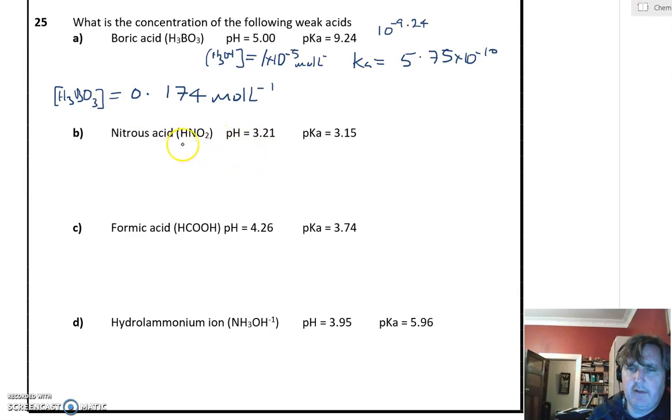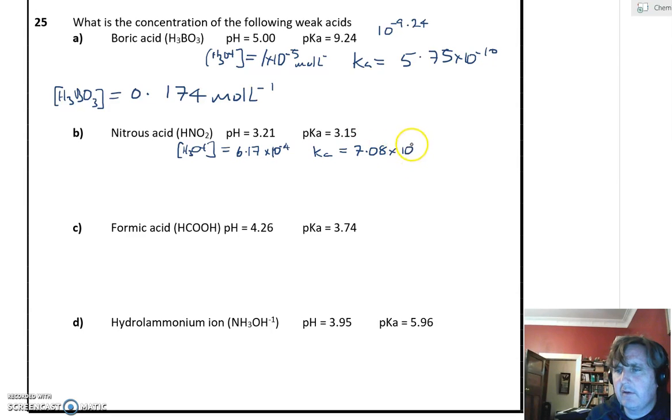Okay. Let's go to the second one again. We want to find out the H3O plus concentration. So we put that pH into 10 to the negative 3.12. We get an answer of 6.17 times 10 to the negative 4. And then we want to work out the Ka, and we get an answer here of 7.08 times 10 to the negative 4.